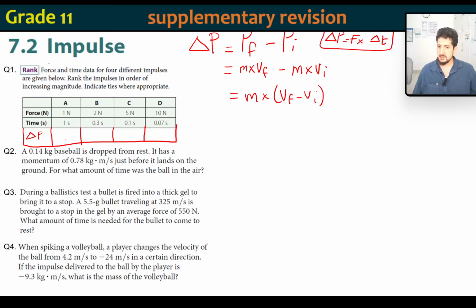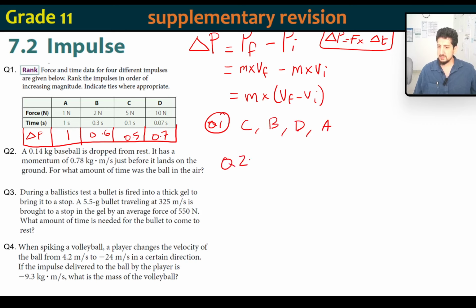In this case, that's what we're using. 1 times 1 equals 1. 2 times 0.3 equals 0.6. 5 times 0.1 equals 0.5. And 10 times 0.07 equals 0.7. So obviously the answer to that one is going to be C, B, D, and finally A. Let's go to question 2.